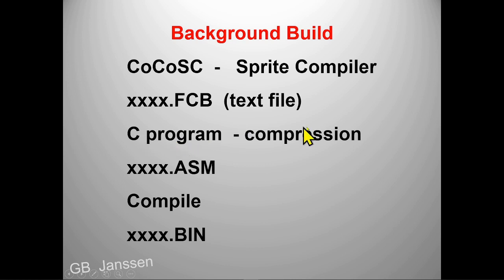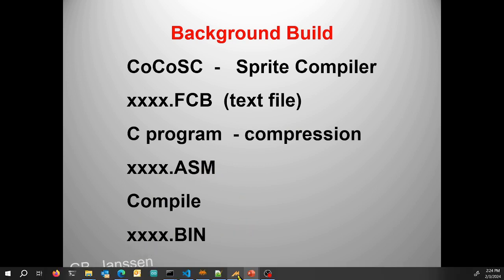Then I put together a C program that's going to compress all that information at 192 rows and put out another file, an .asm file, compile that, and put that out as a bin file. So let's look at some of that.